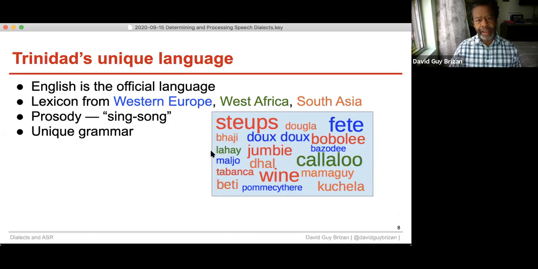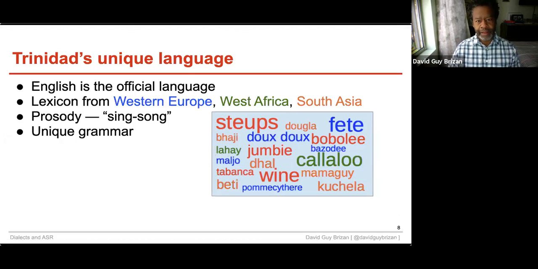Trinidadians never like hang out. We make lahe. Lahe is a place where grain goes to dry. It's just hanging out, doing nothing.